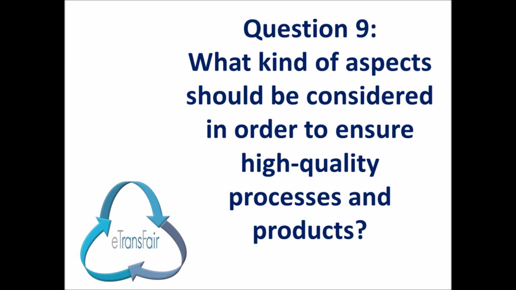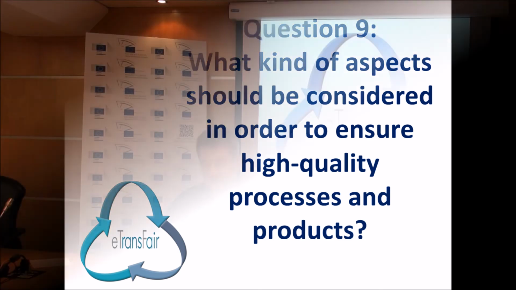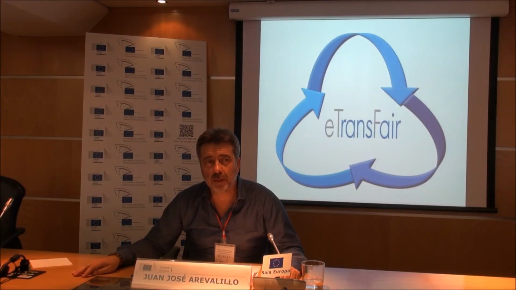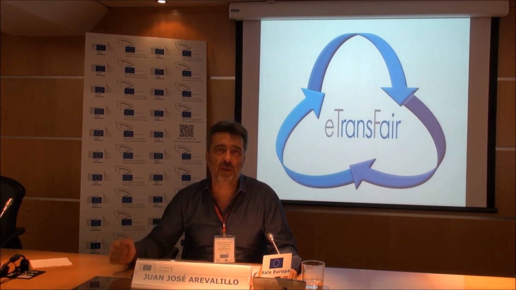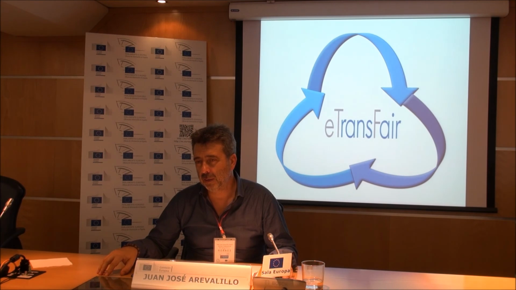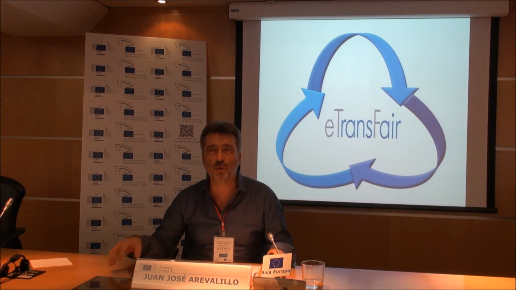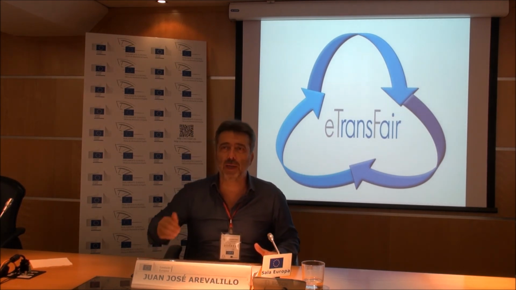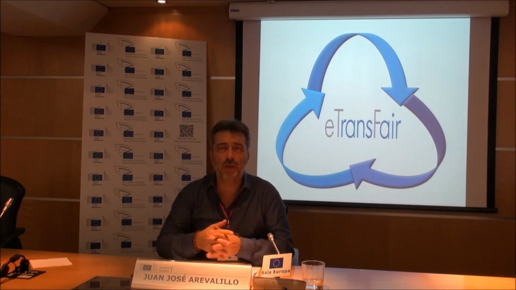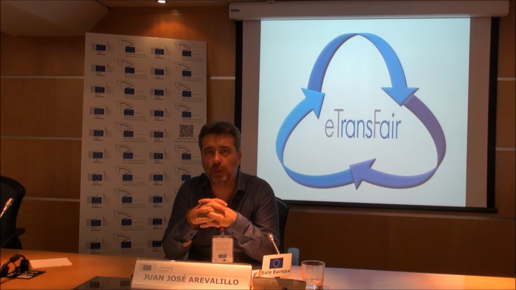What kind of aspects should be considered in order to ensure high-quality processes and products? Well, there is a famous motto for that: right the first time. If you do the right thing the first time, there will be no problems. But to do that, you have to have a reference. And that reference, in a certified company, is the quality manual, procedures, the technical instructions and the registers. All together they create this reference for anything, so that you can check against it when you are working under the idea of global quality and quality assurance.